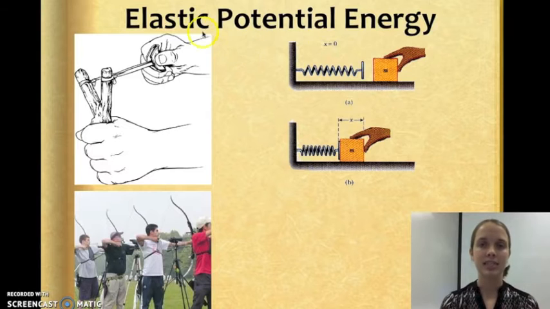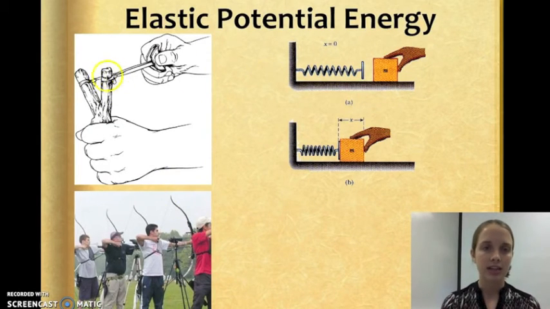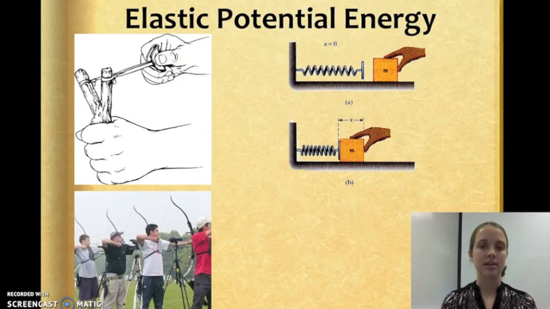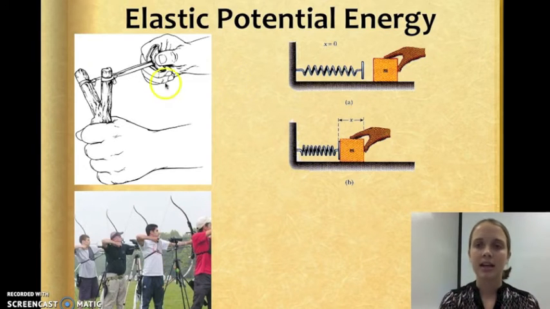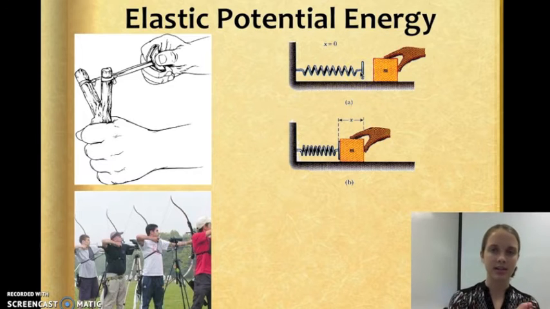All right, so in elastic potential energy, you can see from these pics here. This is a slingshot. We are increasing elastic potential energy by pulling this back. Same thing with the bow. You're increasing the elastic potential energy by pulling the bow back. And then over here on the top right, you're compressing the spring.